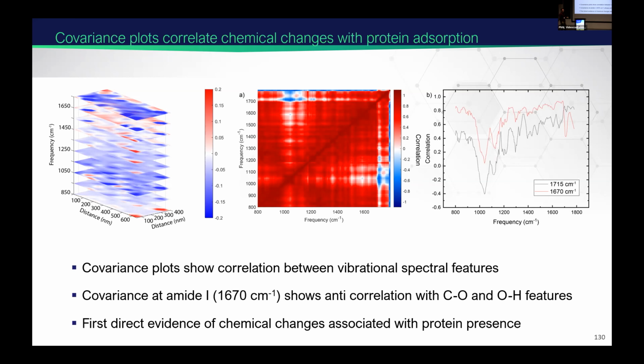And so what we see is, especially if we look at different slices of this graph, so 1670, that's the amide 1, the presence of protein has reduced correlation with and negative correlation with the CO and the OH. So this is further confirming that, yeah, it's the protein that's associated with this chemical change in the cellulose. And this is spatially correlated. This is more of a direct measure of chemical changes associated with protein presence, which can't be done with any other technique, the nanoscale resolution.